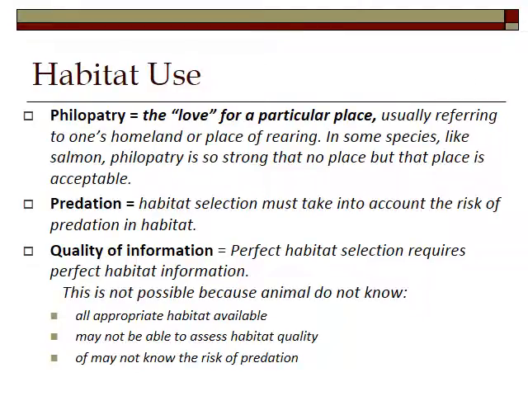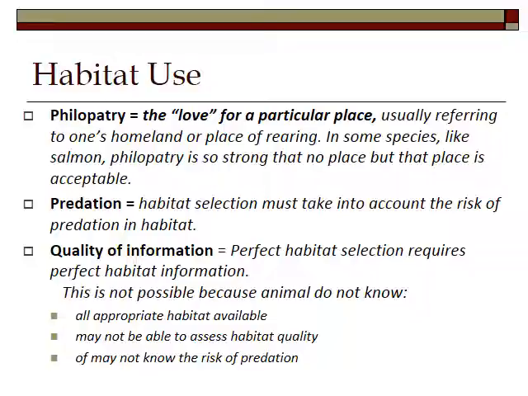Here's some interesting concepts about how animals interact with their habitat. One is this term called philopatry. It's a love for a particular place. It's a love for your home. It's usually referring to one's homeland or the place where an animal was reared. And we know that all animals tend to prefer the area that they sort of grew up in and were reared in, but some animals have very, very strong philopatry.